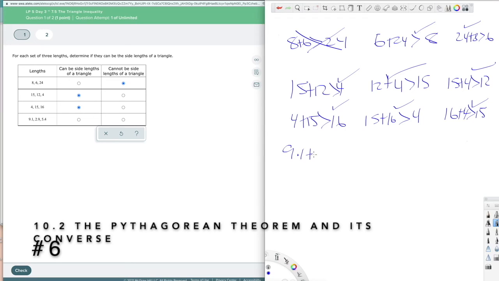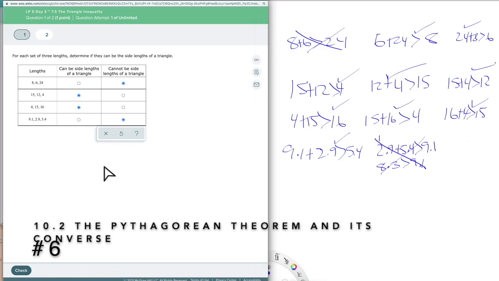And then we have 9.1 plus 2.9 is greater than 5.4. Well, that's true. 2.9 plus 5.4 is greater than 9.1. Well, let's test that. So we get 9 plus 4 is 13, and then 5, 6, 7, 8, so it's 8.3 is greater than 9.1. That's not true. I don't even need to write the other statement. I know that's not true. So I can go ahead and click check, and we're good to go there.